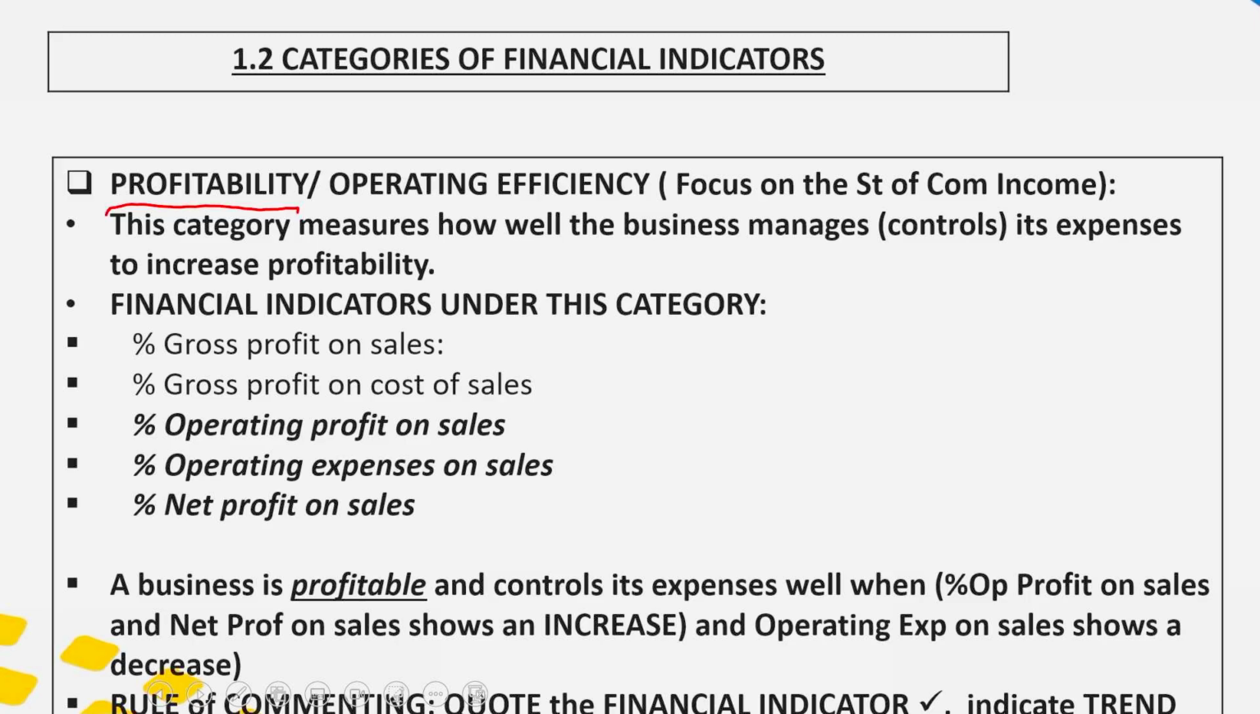Let me give an example why. For example, looking at the gross profit on cost of sales, this indicator is also known as the markup percentage or the percentage gross profit. Remember, the business or the directors may decide to increase the markup or decrease the markup, meaning that these 2 indicators will not be reflecting the business control over expenses, because these are deliberate decisions that the business takes either to adjust the markup up or to adjust the markup down.